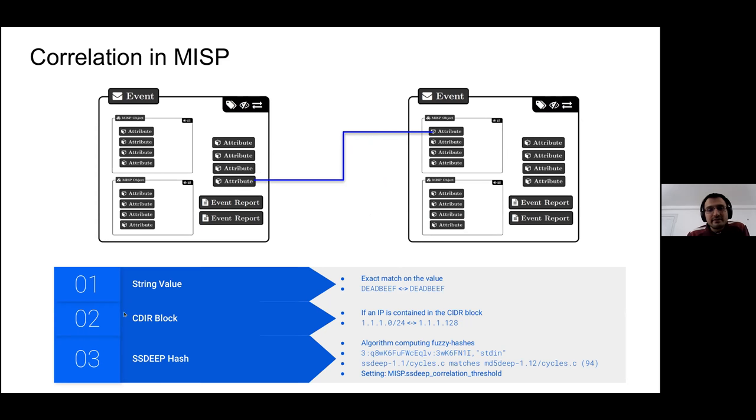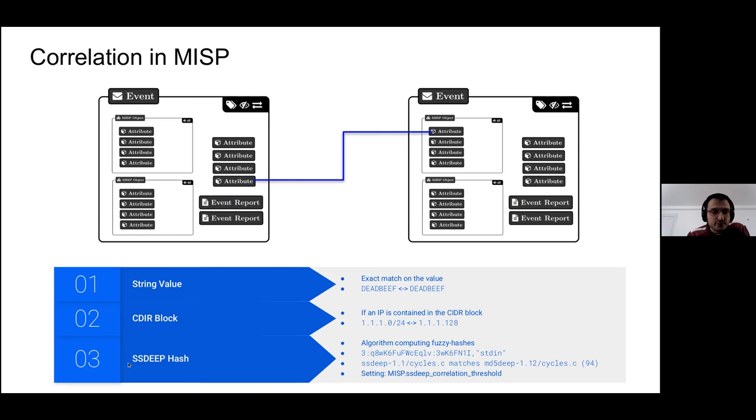So we have three types of correlation link. The first one is the string value. That's how we call it. So if an attribute has the exact same value as another one, you would have a correlation link created. So this is pretty straightforward. The second one is with CIDR blocks. So if in one of the events you create a CIDR block, so an IP range, and on another event you create an IP that is contained inside this IP range, then a correlation link will be created automatically.